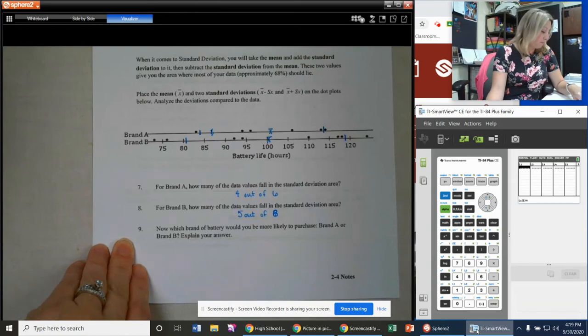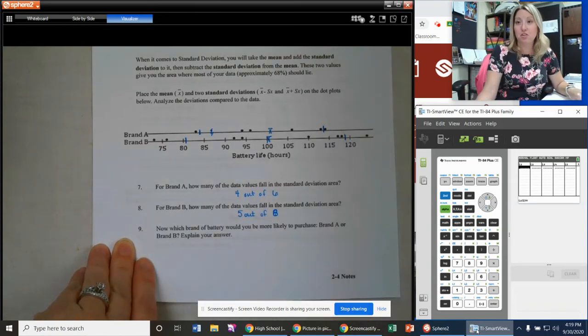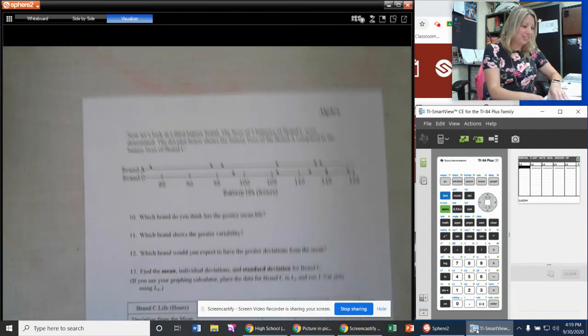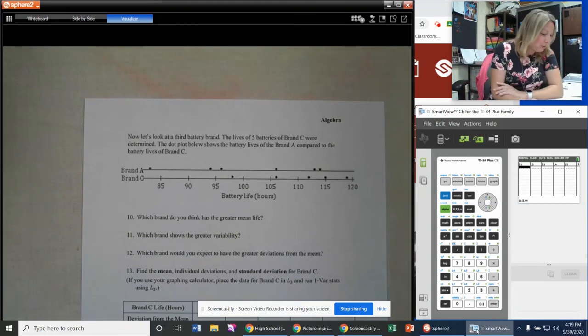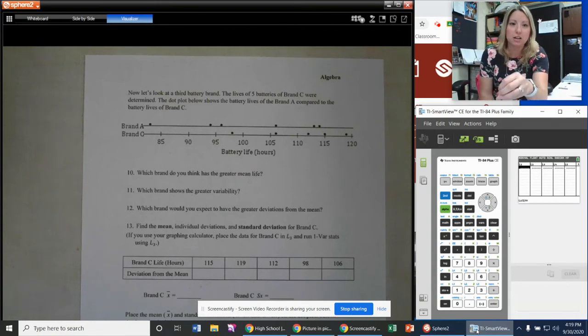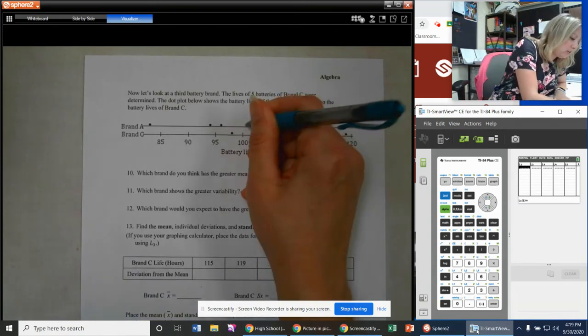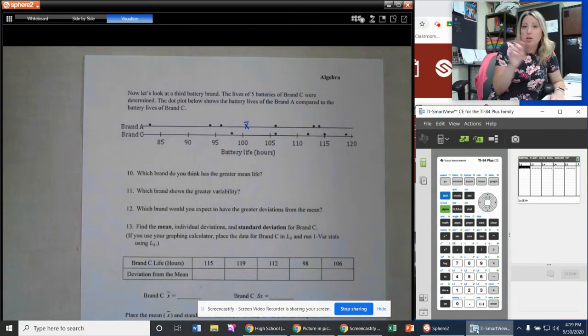Now, what I also want us to look at, because I did mention at the very beginning we would look at battery brands A, B, and C, and I have yet to talk about C. Here's C. How's C looking? Which do you think has the bigger mean? We know what battery brand A's mean was. It was 101, so we know it was right here. But look at its data versus battery brand C's data.